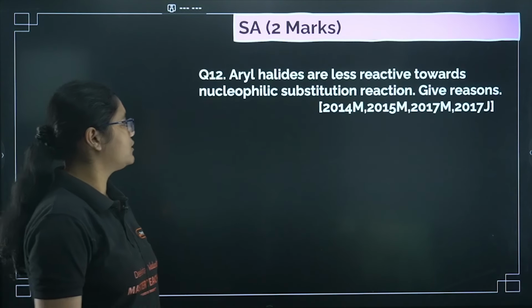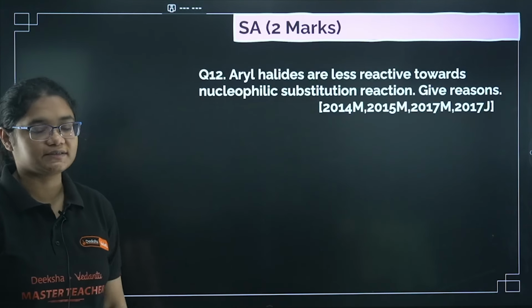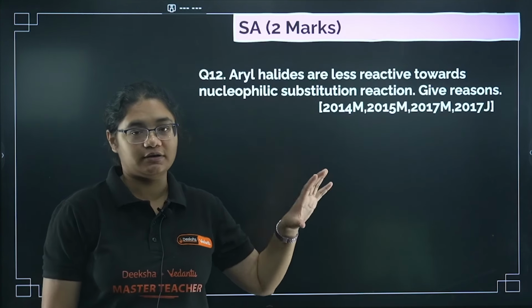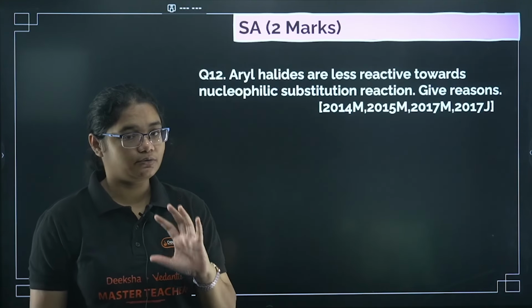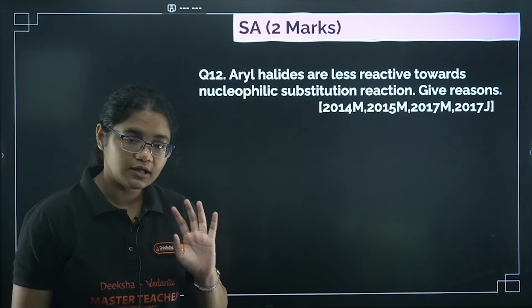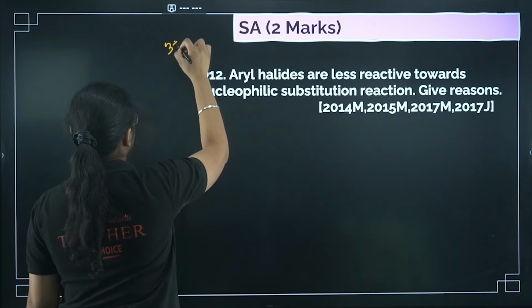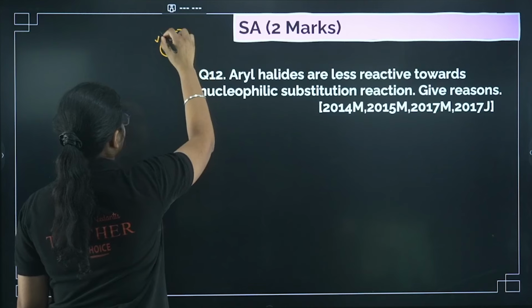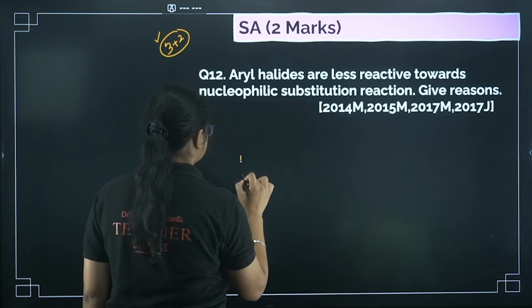Next, we'll see question number 12. Aryl halides are less reactive towards nucleophilic substitution. Give reason. So this can be a potential 3-marker question. There are 3 points in the book, so you need to write all the 3 points if it is asked in a 3-marker question. Generally your 5-marker questions will be in the form of 3 plus 2, right? So this can be asked as a 3-marker question. So let us first understand all the 3 points.